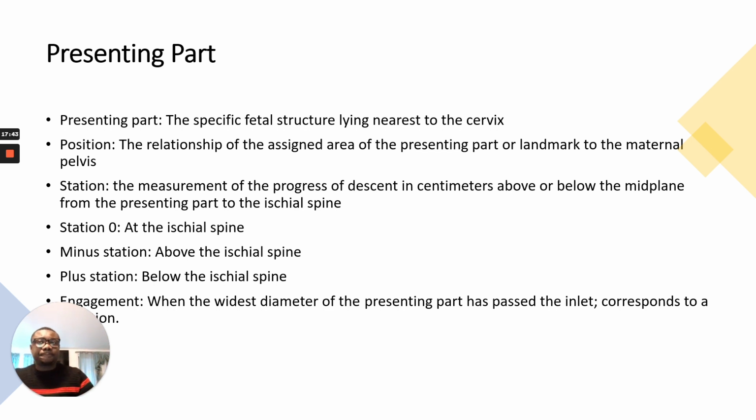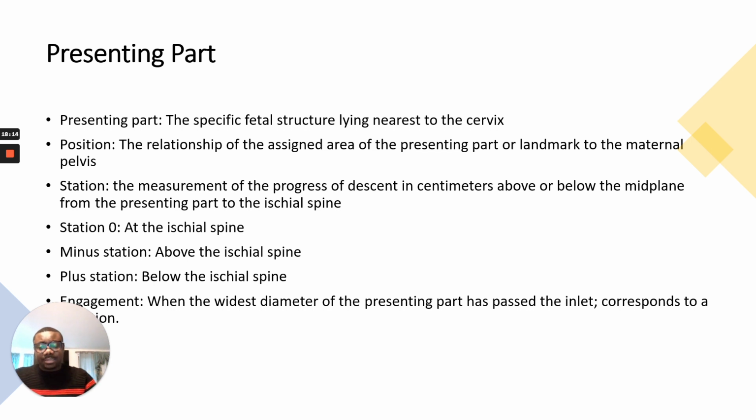So at the beginning, it's at station -3. As it moves downward, it goes to what? Station -2, -1, it goes to 0. 0 is the midline. When it passes 0, it goes to what? +1, +2, +3. At +3, it is almost outside. So the higher the number, the nearer we are to delivery.